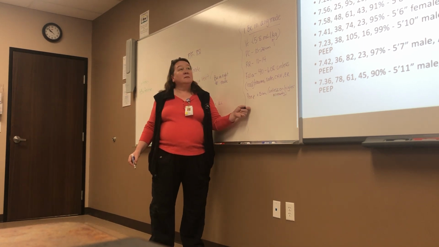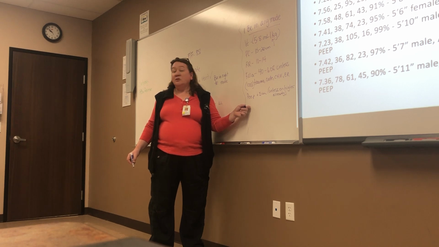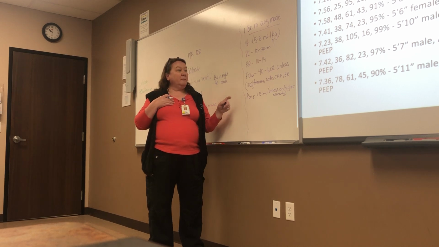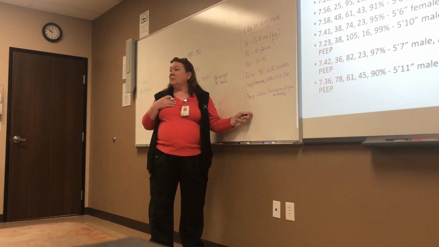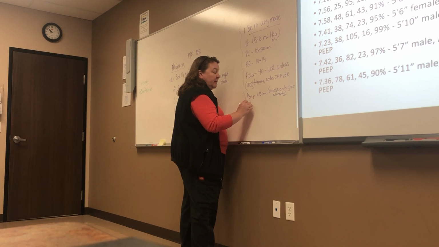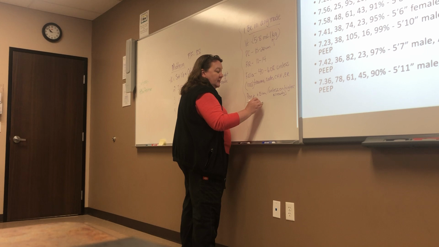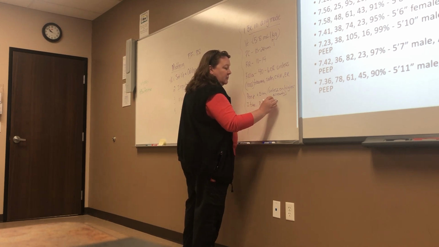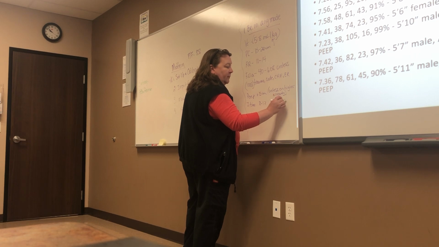What else do we need to set? So these would be like our orders, but what else have we talked about that we need to set? Alarms. Okay, we'll get to alarms in a minute. What else? IE ratio, I time. Remember this is all just going to depend on what you can set. I time 0.8 to 1.2, IE ratio 1:3 or higher.